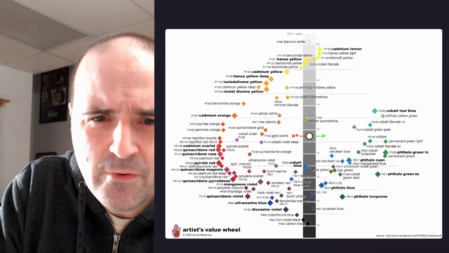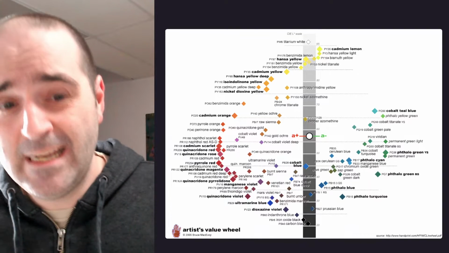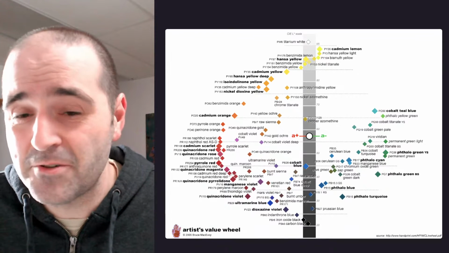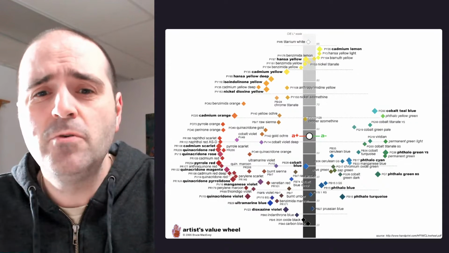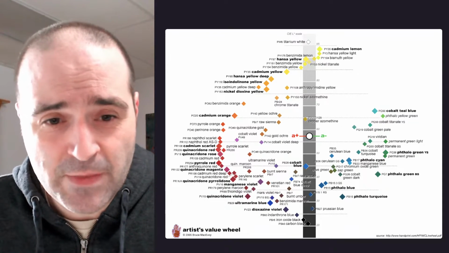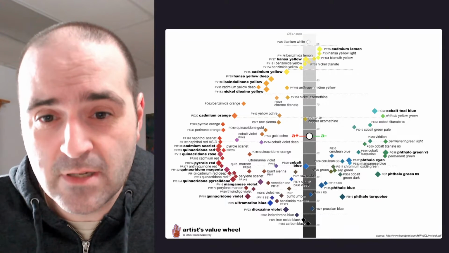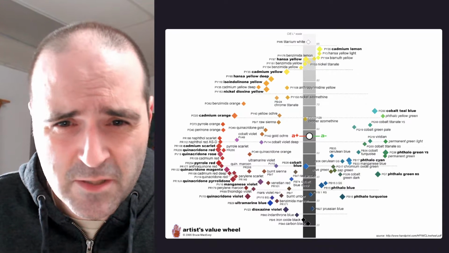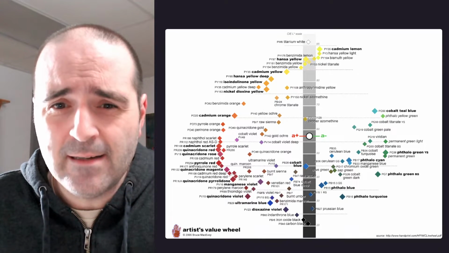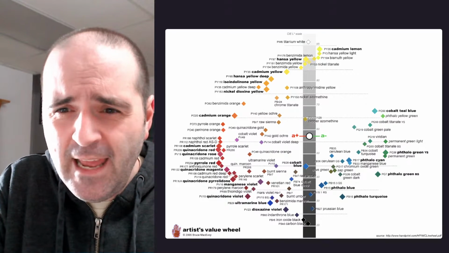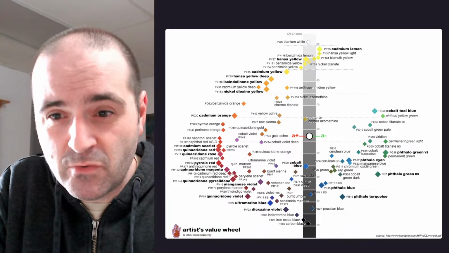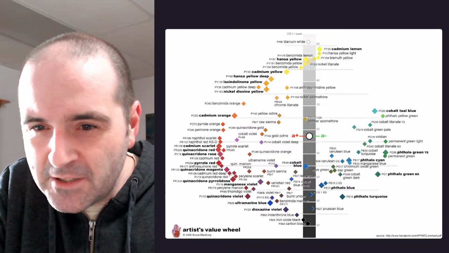So Bruce MacEvoy has this amazing website called handprint.com. It's got so much information on it, it'll take you 5 years to read everything on the website. But if you just Google Artist's Value Wheel, you can find this. It's a PDF you can download. And he shows basically all these artist pigments that people use, and what level of lightness they all are. So if I zoom in a little bit more, if I can figure out how to do that here.